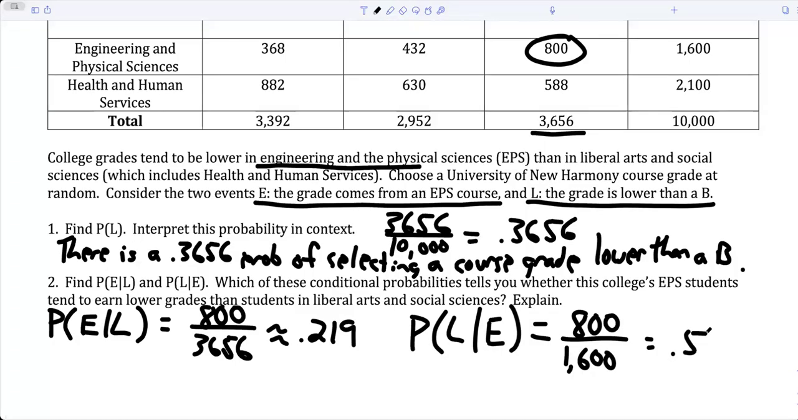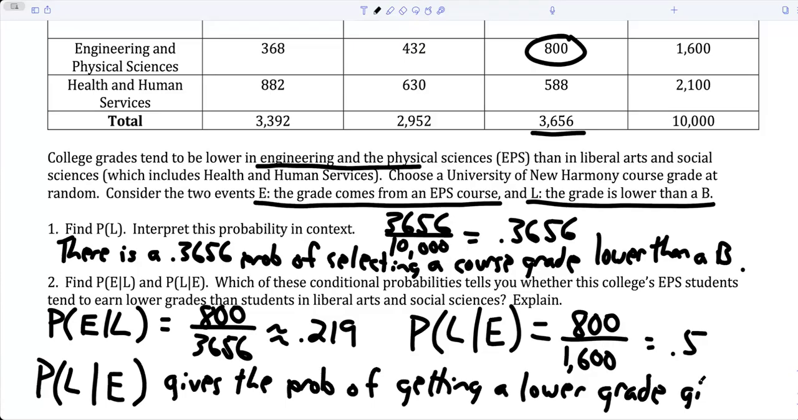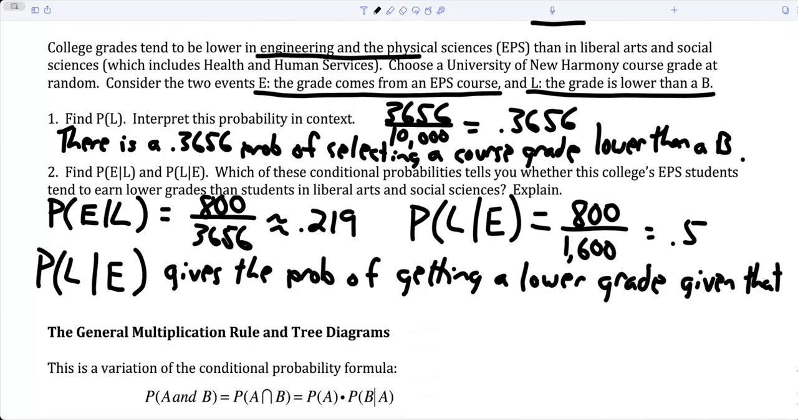And so now I'm going to answer the second part of the question. So the probability of L given E gives the probability of getting a lower grade, given that the student is studying in the engineering and physical sciences school.